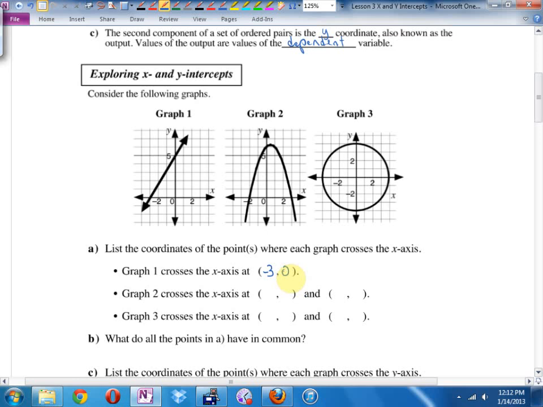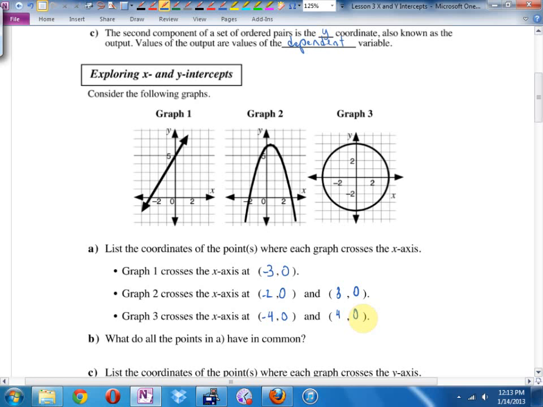Where does graph number 2 cross the x-axis? Now, graph number 2 crosses the x-axis in 2 locations. What are the coordinates of the leftmost place where it crosses the x-axis? -2, comma? And what's the second one? 3, comma 0. Graph number 3 crosses the x-axis in 2 locations. What are the 2 locations where graph number 3 crosses the x-axis at? Darian. -4, comma 0 and +4, comma 0.